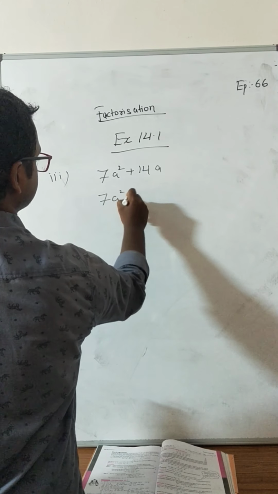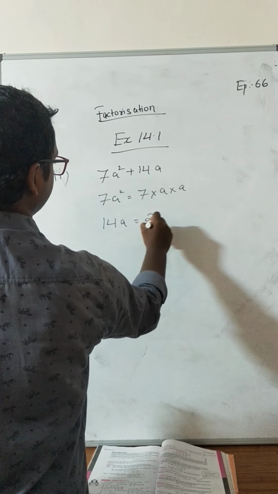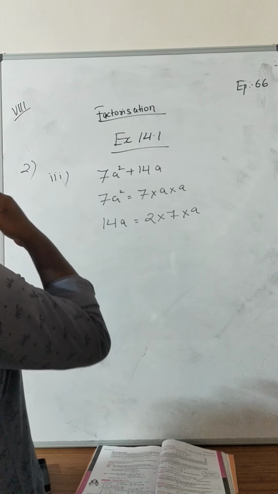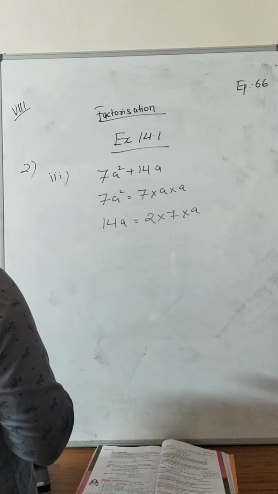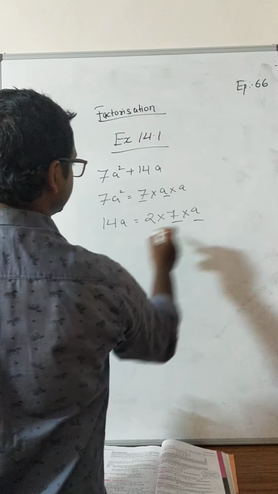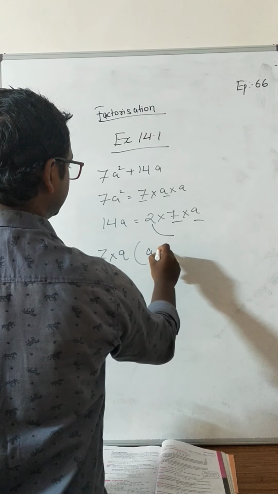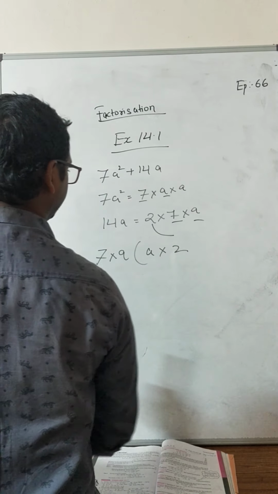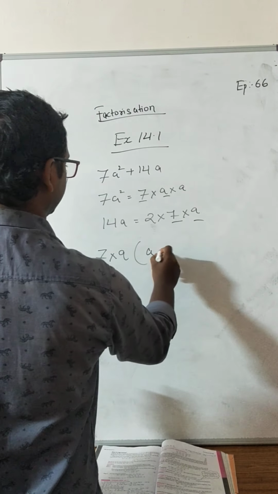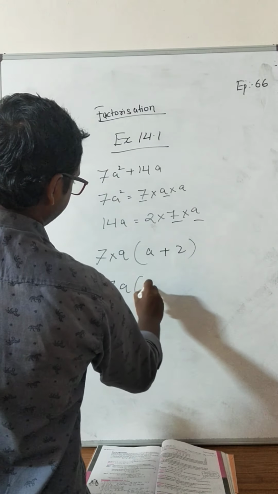7a square is 7 into a into a. 14a is 2 into 7 into a. Now let us take the common values. 7, 7, a and a. So 7 into a is common. What is left here is a. What is left here is 2. When we take 7a there and 7a here, so far we are getting 7a, a plus 2.